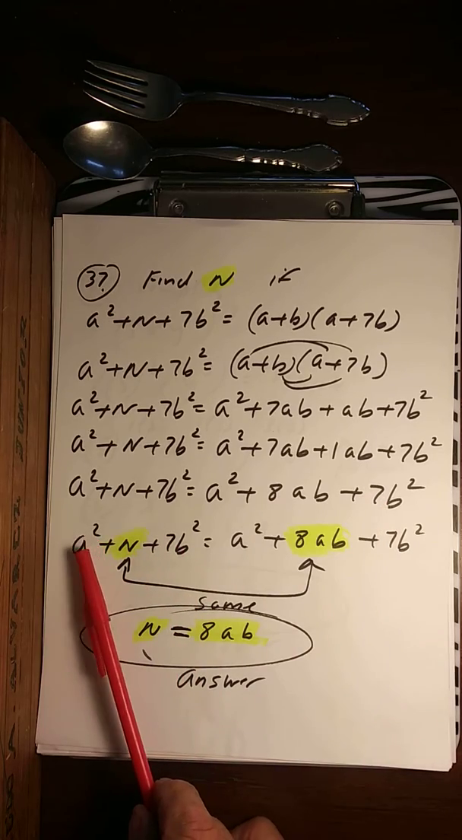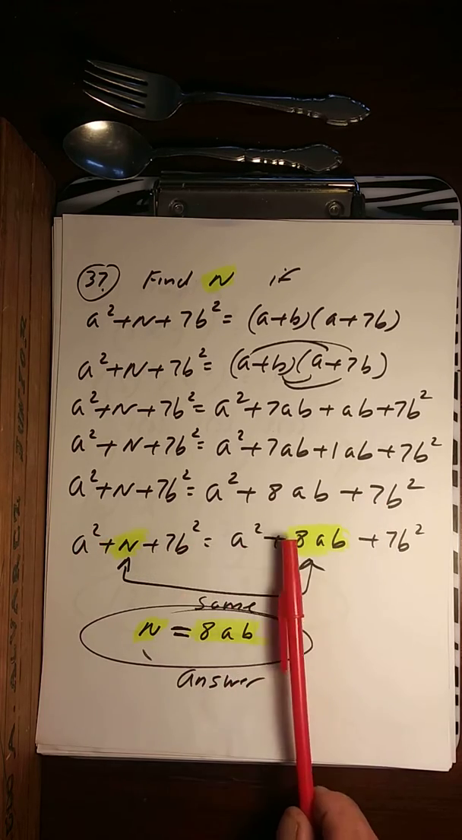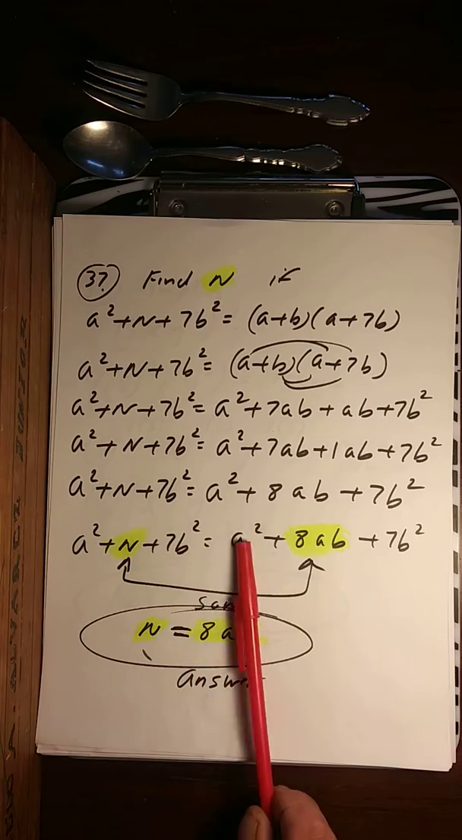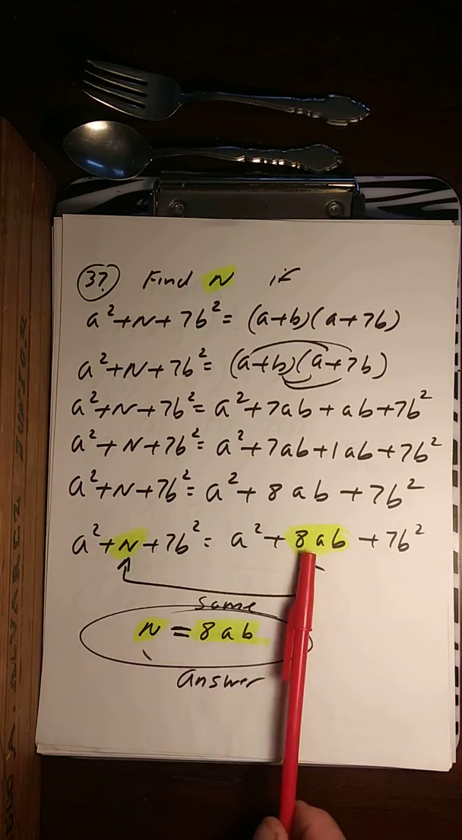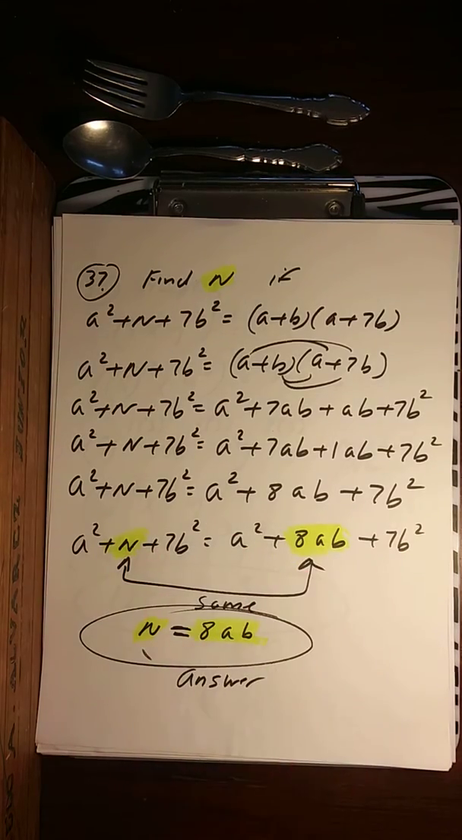And notice we have a squared plus n equals that. A squared plus 8ab is that. So these are all matching. So the middle part has to match. So n has to be what? 8ab.